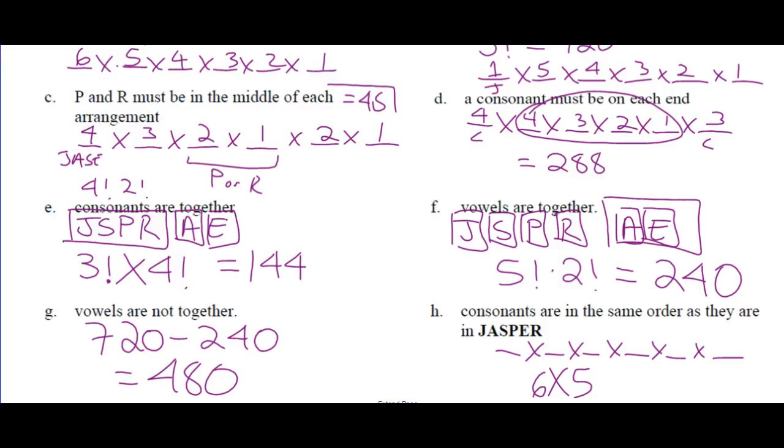So if I put the A here and the E here, then it's got to be JSPR, right? Like there are no more choices after that. I have no choice. I have to put them down in order. So it's like 6 times 5, and then times 1 times 1 times 1 times 1. So it's just 30 different ways.